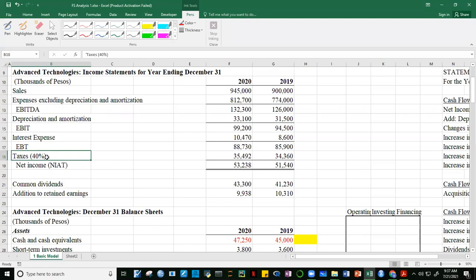I should have changed the taxes kasi ang current level ngayon is 30%. But let's just assume, guys, na 40% siya. So 35. So how did we compute for this one? 35,492. Assuming the tax is 40%.